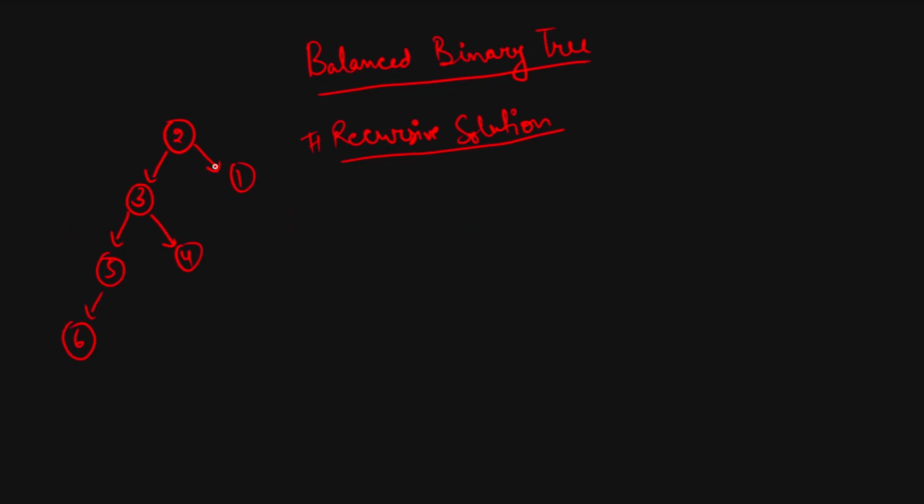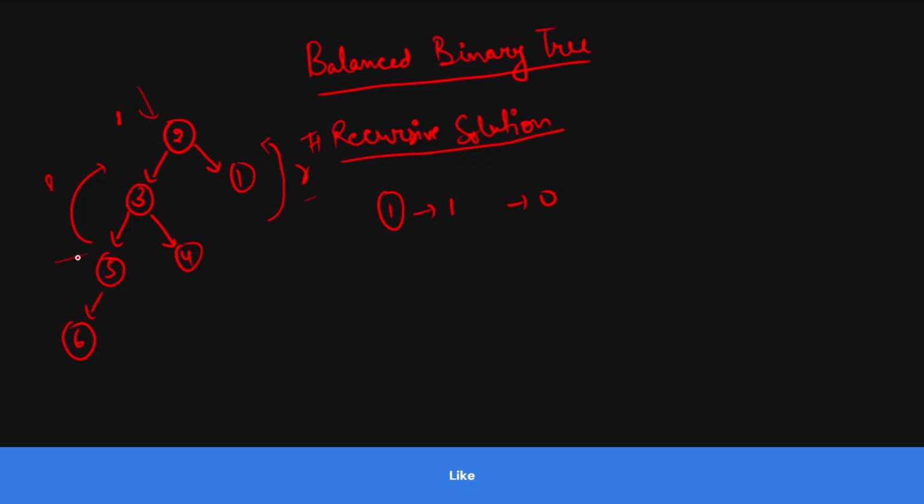The height of a single node is 1, and the height of a null node is assumed to be 0. So if I am here and I have to find the height of the whole binary tree, how do I find it? I will say the current height is 1. If you let me know the height of the left subtree and the height of the right subtree, I will check which is maximum, right or left. Whichever is maximum, I will add 1.